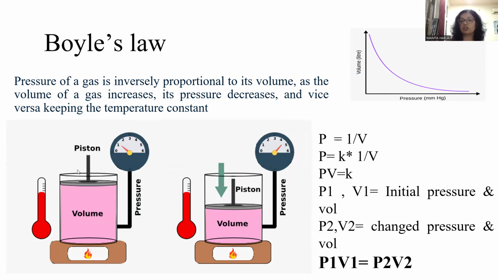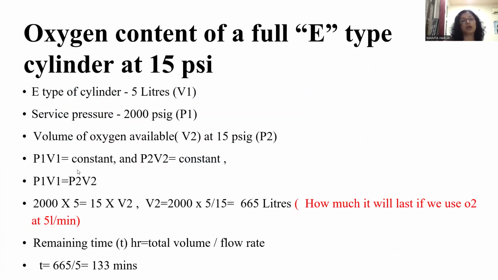So P is inversely proportional to V. P times V is equal to K, a constant, and if we convert this into an equation, it becomes P1V1 equals P2V2, where P1 and V1 are the initial pressure and volume, and P2 and V2 are the changed pressure and volume, and this product has to remain constant. So the equation comes like this. Now we will apply this Boyle's law to determine content based on the pressure gauge reading.